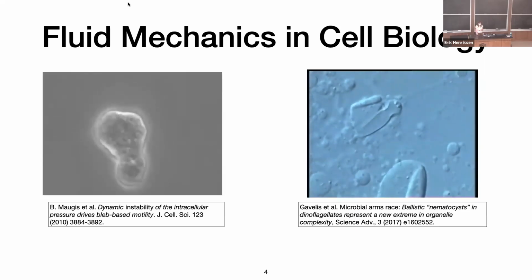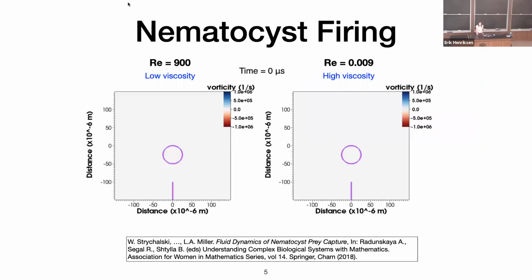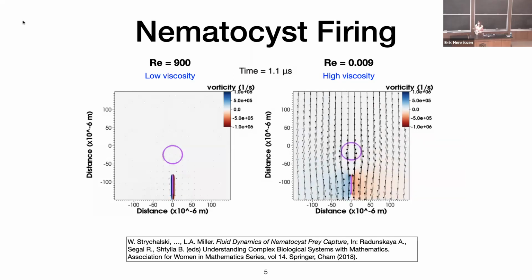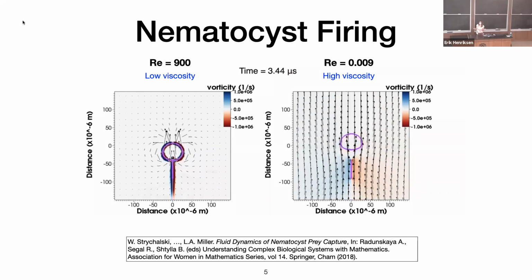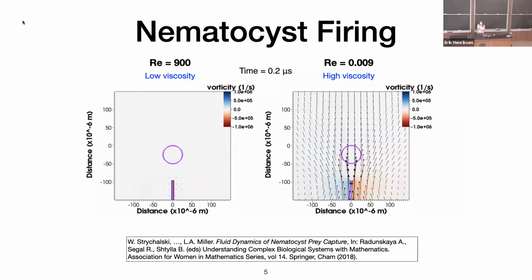So they're called nematocysts. And just again, to motivate looking at fluid mechanics, this was a simulation for the actual firing of the harpoon, which is called a nematocyst. And so just to see the effects of the fluid mechanics, I'm going to play this movie that shows the fluid in low viscosity versus high viscosity. And so you can see in a very viscous environment, whereas here in the low viscosity, we have a boundary layer near the barb as it reaches the prey.